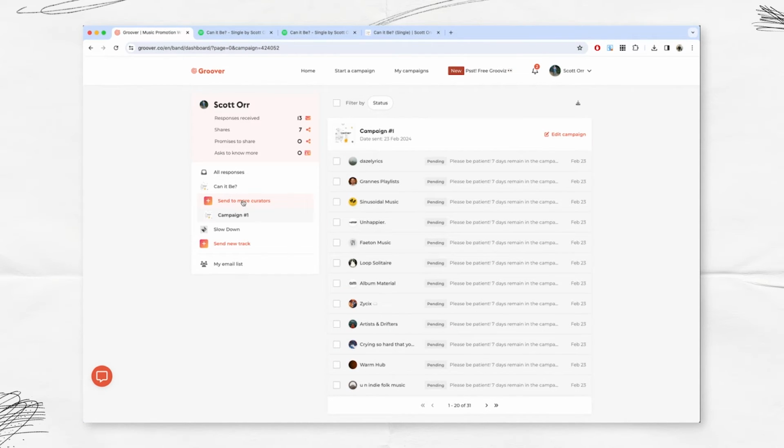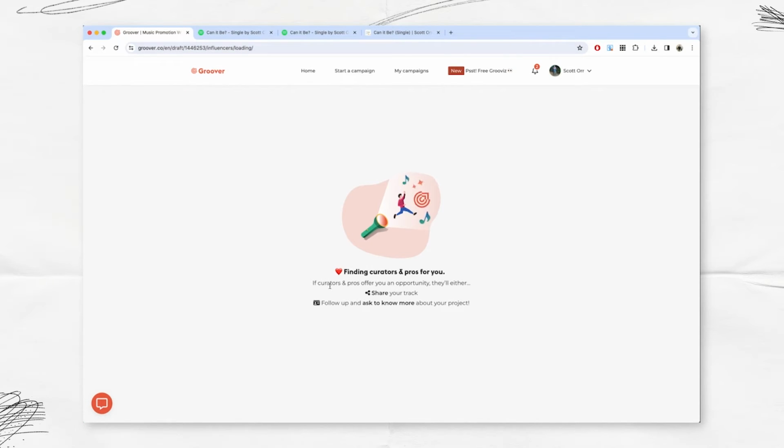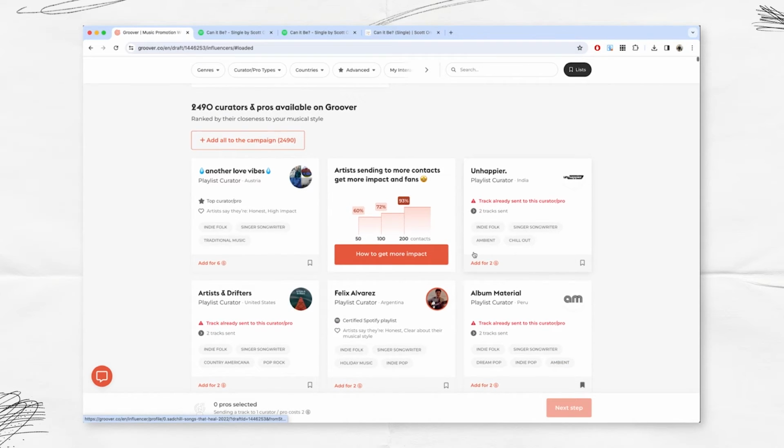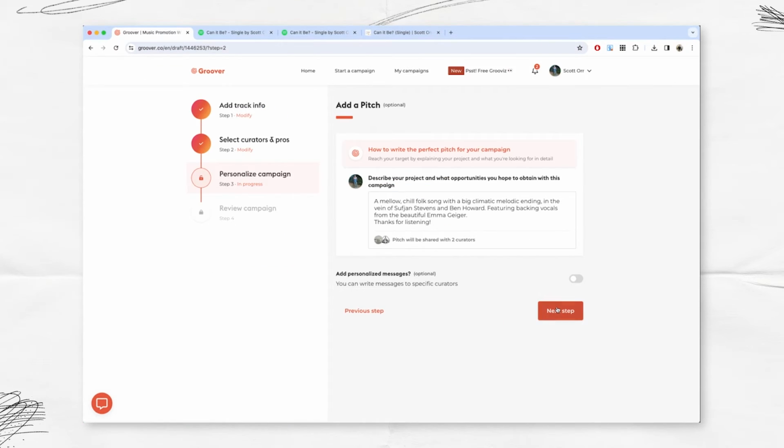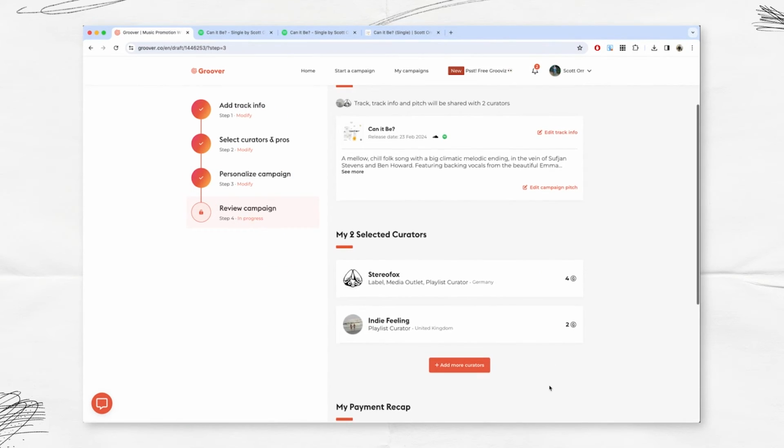I was wondering if I could add to campaign 1, send to more curators. Yeah, I'm going to do that while I'm in here because I have 7 extra credits, since you kind of have to buy them in bulk. Basically, I'm going to try to use up that 7 evenly. So let's just do 6 and I'll have 1 credit left over.